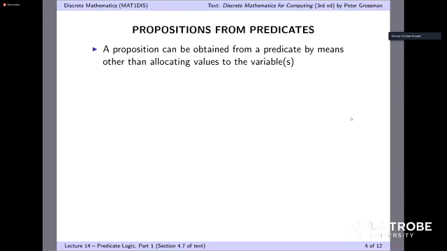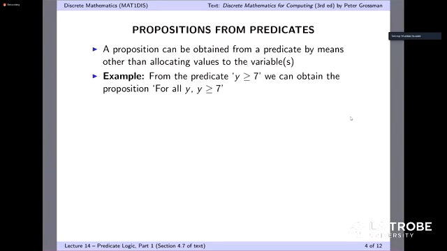So propositions from predicates. A proposition can be obtained from a predicate by means other than allocating values to variables. Okay, look, from the predicate y greater than or equal to 7, we can obtain the proposition for all y which are greater than or equal to 7. That's also an example of a predicate. And this statement is false. Can you tell me why? Exactly. There is a number 6 which is not greater than 7.